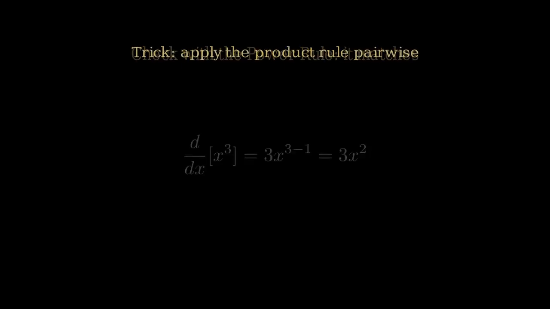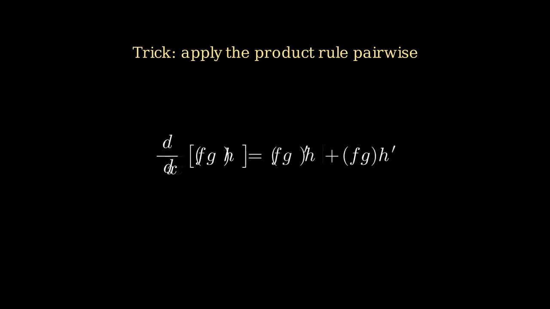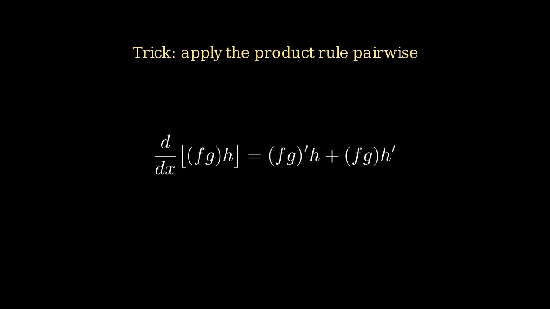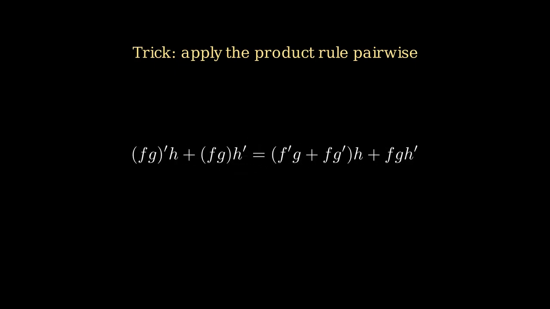Here is a useful trick for products of more than two functions. Rather than trying to hold every single term in your head at once, apply the product rule pairwise. Treat one pair of functions as a single block first. Differentiate that block against the remaining factor, and then expand out the inner pair afterward.